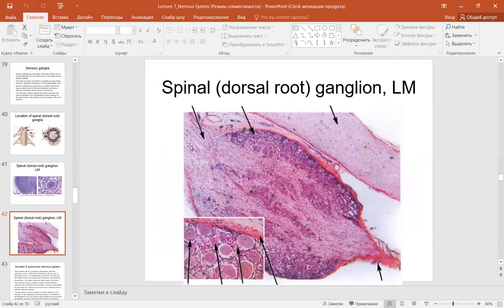Here is another example of the spinal ganglion from your lab guide with designatory arrows, which are showing you the ventral root, the dorsal root, the pseudo-unipolar neurons with subcapsular location surrounded with the satellite cells, with central location of the nerve fibers.